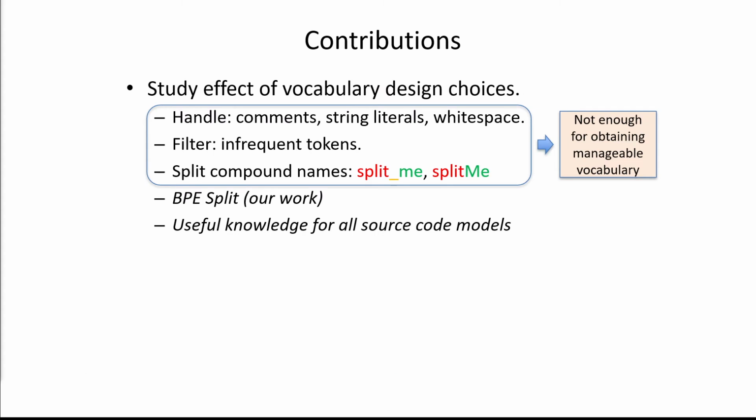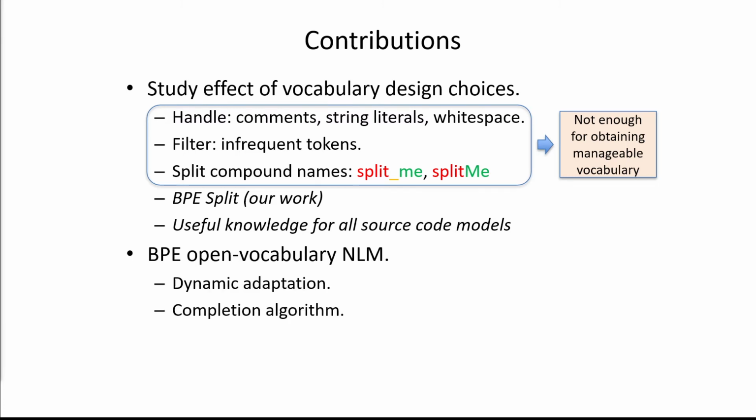Our first contribution was to study how design choices affect vocabulary. We started by handling comments, string literals, and white space. We tried to filter infrequent tokens. We also measured what happens when you split compound names by underscore or camel case. We found that all these cases were not enough for obtaining a manageable vocabulary. So the idea was to use BPE to split identifiers. I'm going to talk more about this in depth later. What should be highlighted is that the insights we got are useful knowledge for all source code models.